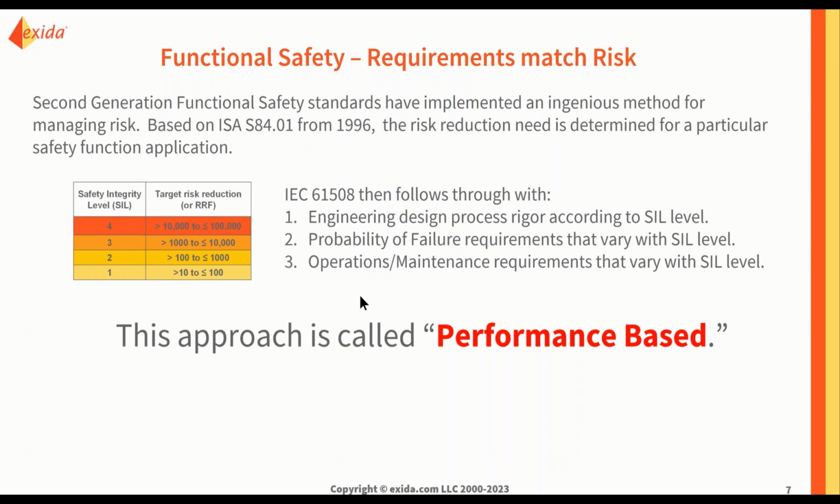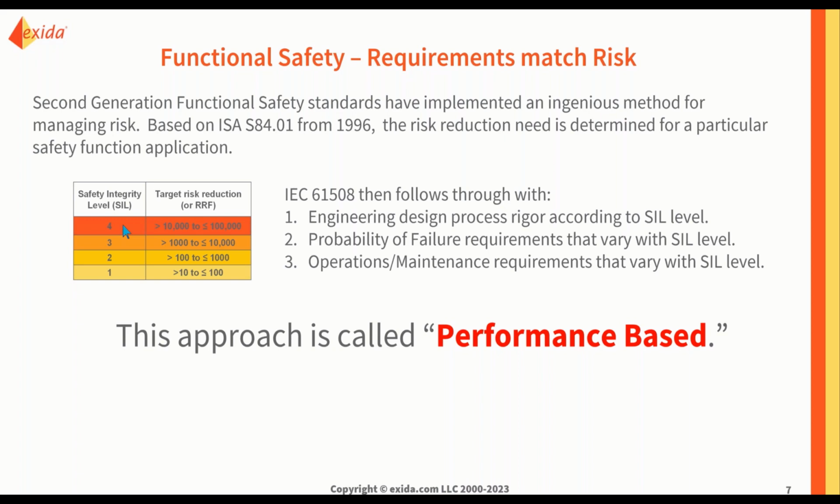Why is there any interest in credible, realistic failure rate data? I think we are quite blessed with a second generation set of functional safety standards that have implemented what I've come to learn is an ingenious method for managing risk. It all started with ISA SP84.01, a standard released in 1996, where step one, for every hazard in an application, a risk reduction need is determined in a process hazard analysis. That can be quantitative, it can be qualitative, it can be a target risk reduction number or a SIL level. Kind of a nice arrangement, order of magnitude SIL levels with, if you wish, more precise target risk reduction factors.